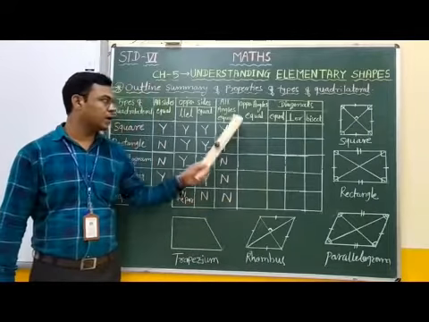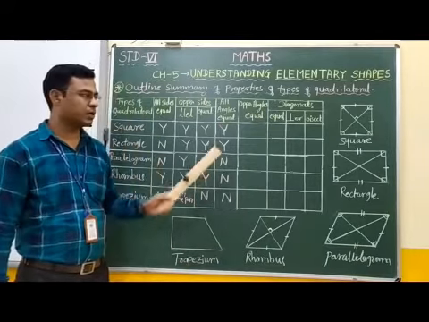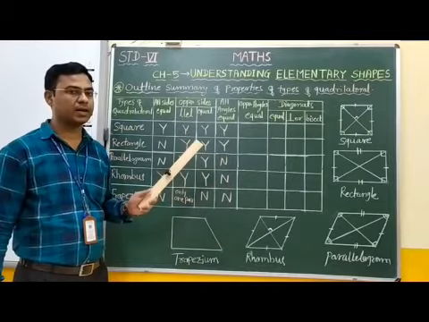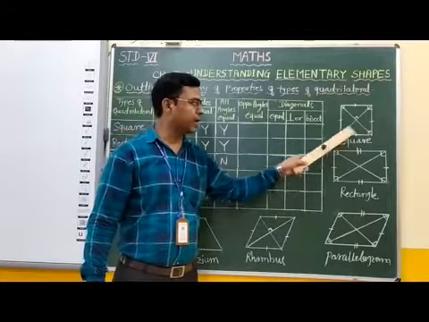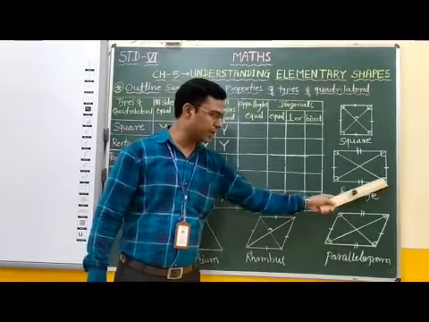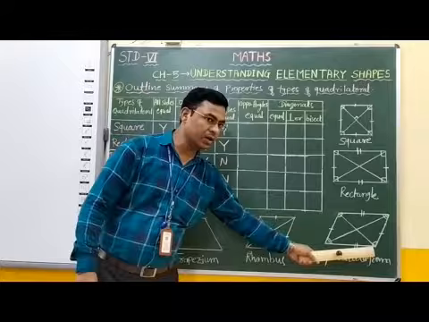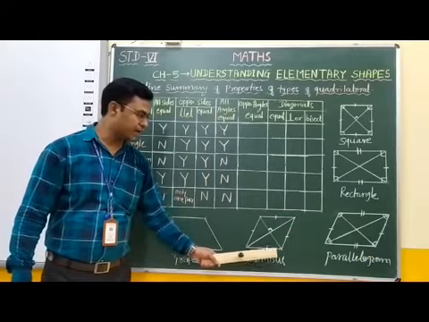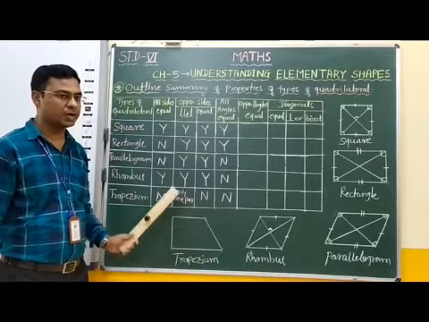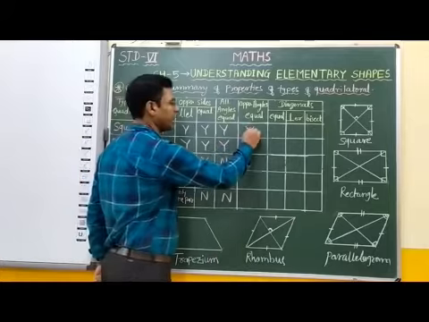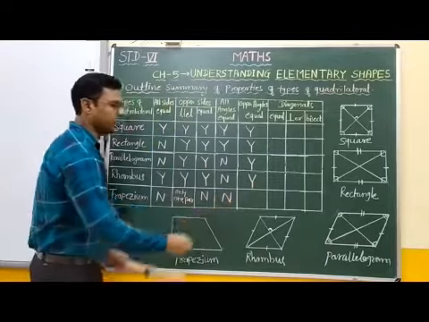Now next, opposite angles equal. Now we have to check in which types of quadrilateral opposite angles are equal. In square, opposite angles are equal. In rectangle, opposite angles are equal. In parallelogram, opposite angles are equal. In rhombus, opposite angles are equal. But in trapezium, opposite angles are not equal. Therefore, here we can write yes, and for trapezium we can write no.